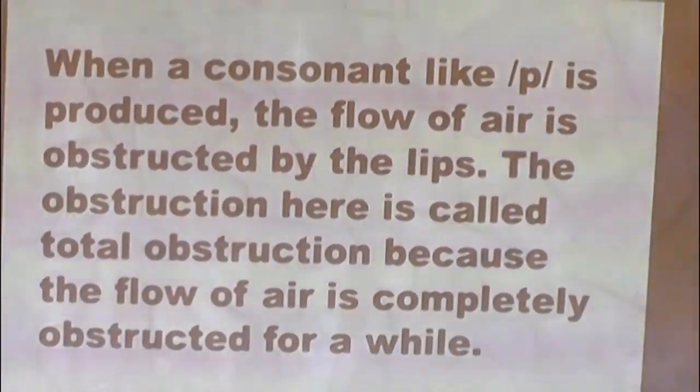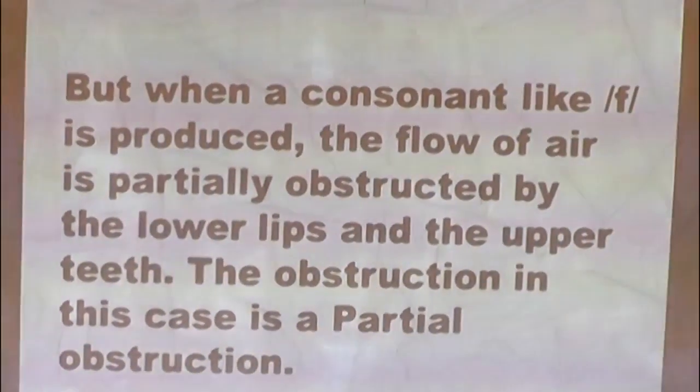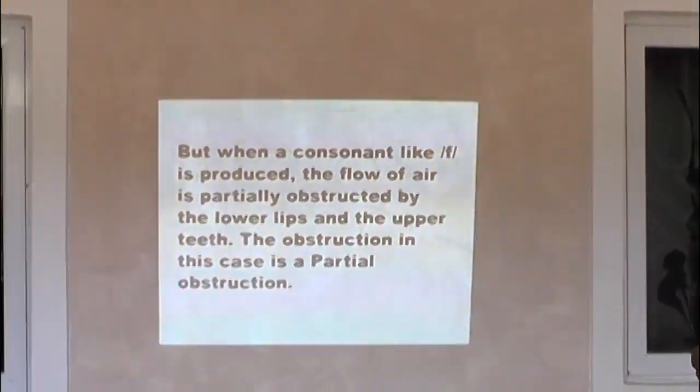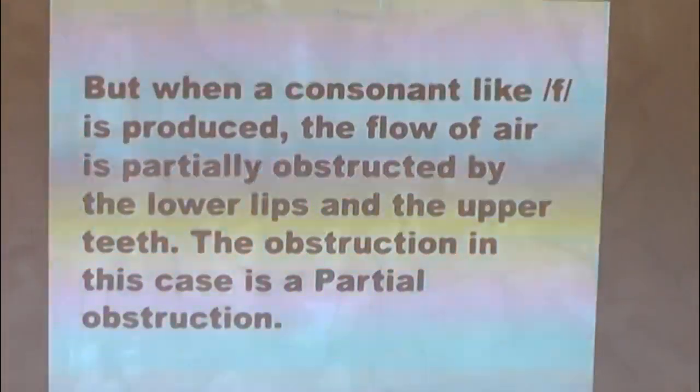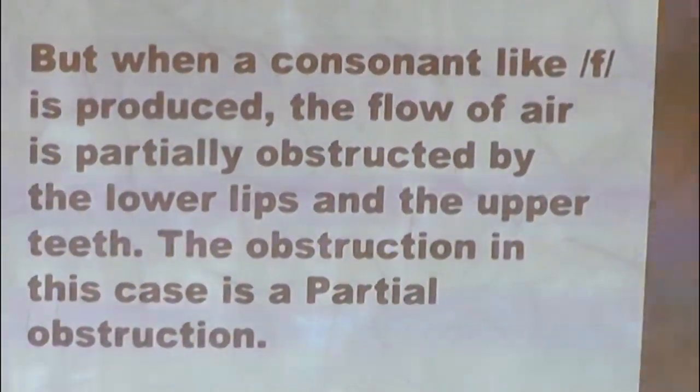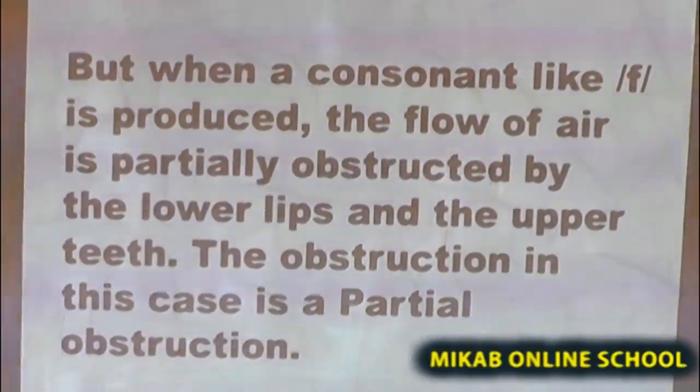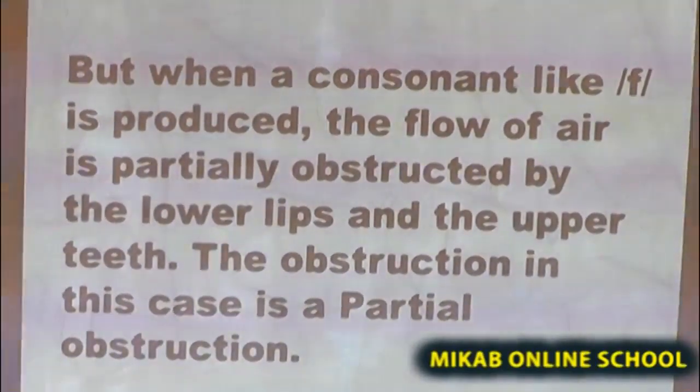Now, when you look at the second one, when a consonant sound like the fa sound is pronounced, there is no total obstruction, but there is obstruction because the teeth come together with the lips and air is released. So it is called a partial obstruction. When a consonant sound like fa is produced, the flow of air is partially obstructed by the lower lip and the upper teeth. The obstruction in this case is a partial obstruction.